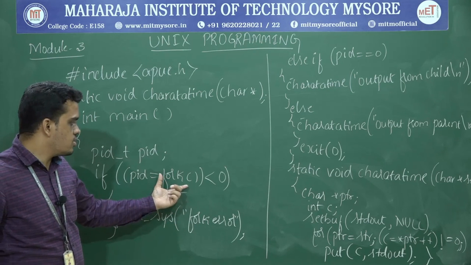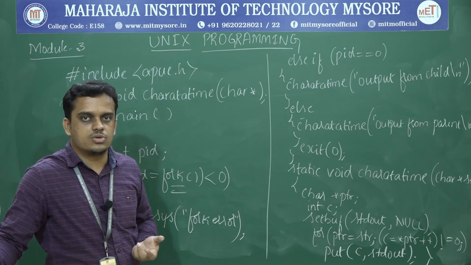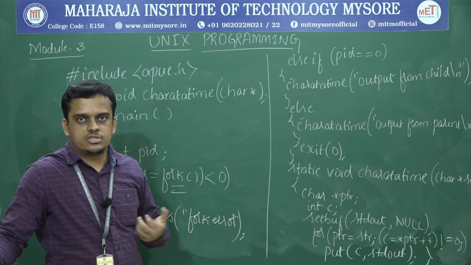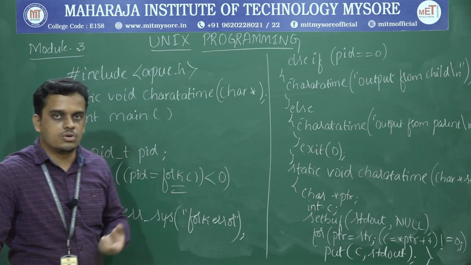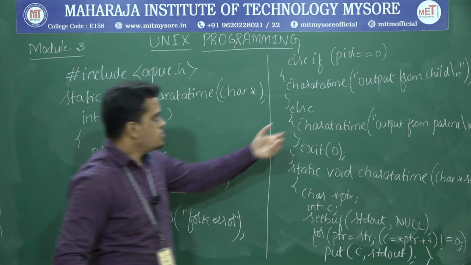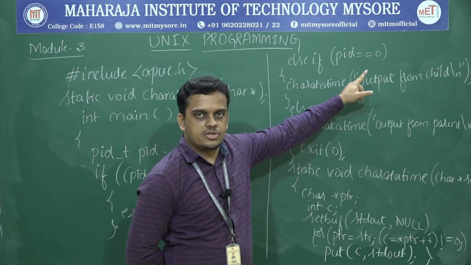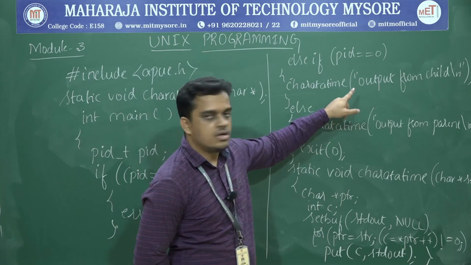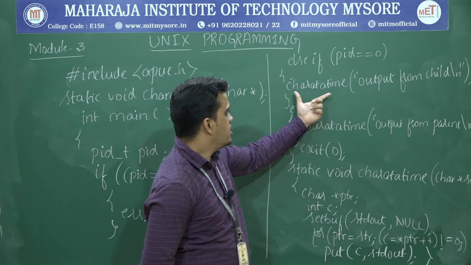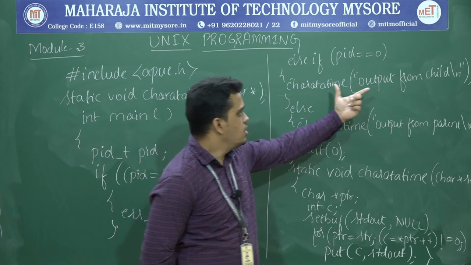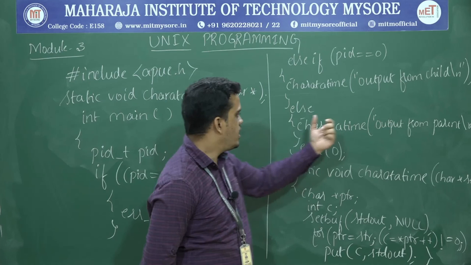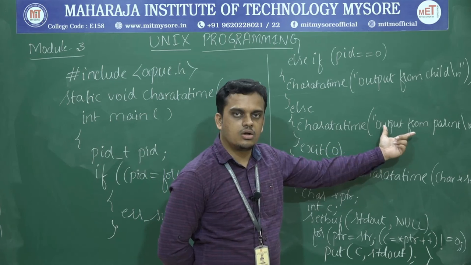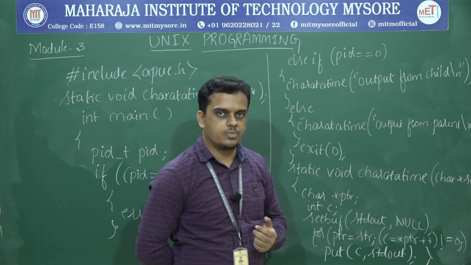Okay, and if the return value of fork is not less than 0, at that instance it could be either the parent process or the child process, whichever is currently running. To know that, we use the condition process identifier is 0. If the currently running process identifier is 0, it means it is a child process. So here we print a statement, output from child process, and if not, it is a parent process and we print a statement, output from parent process.